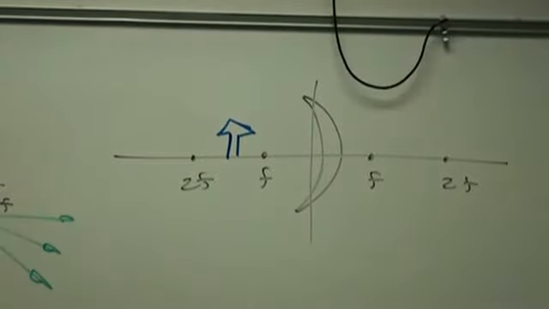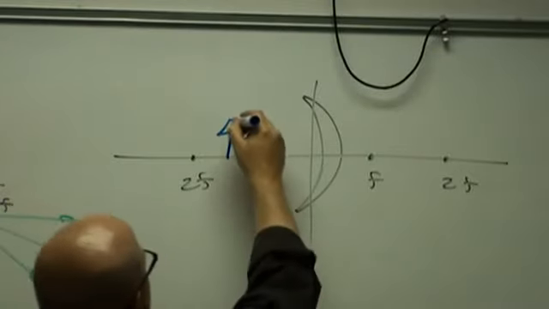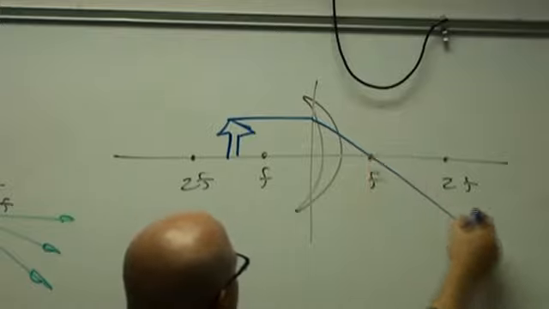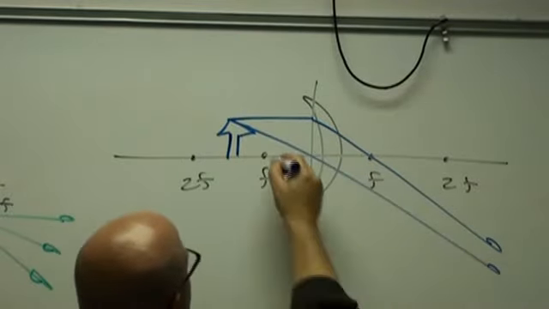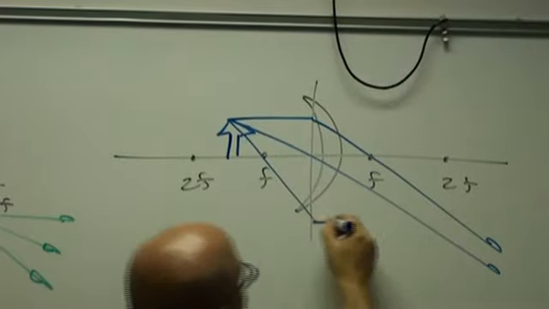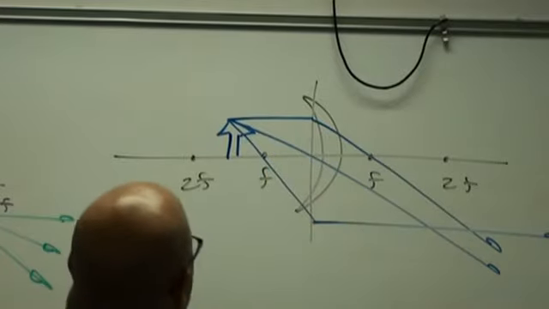Right, a nice bland arrow. Okay, a light ray comes in and goes through the focus. A light ray goes through the center, and a light ray goes through the focus and then out. Oh, and mine's way off.